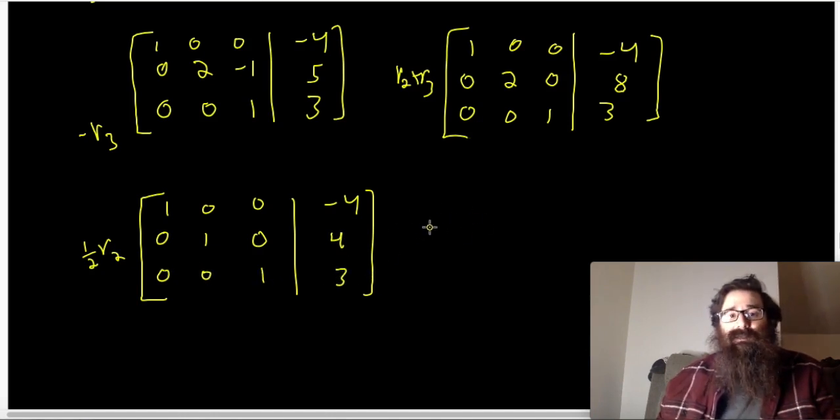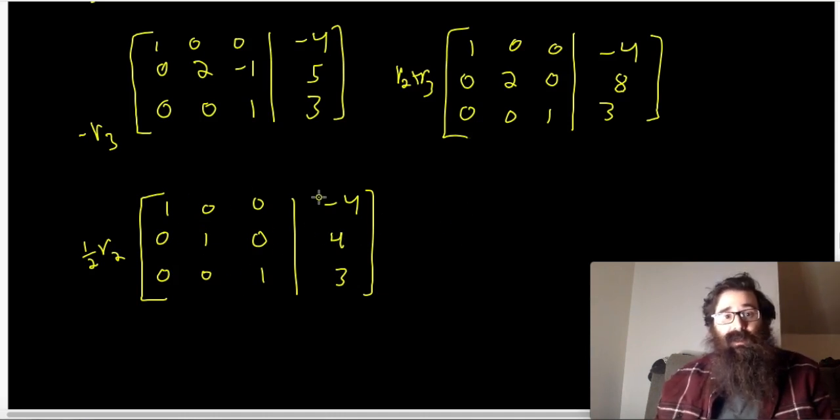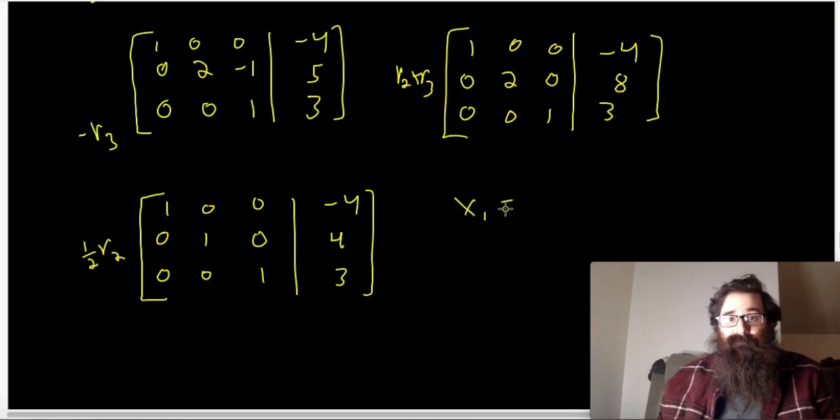So now I can see my separate pieces of my solution. This is fully reduced. The coefficient matrix is fully reduced. I can see x sub 1 equals -4. I can see x sub 2 equals +4. I can see x sub 3 equals 3.